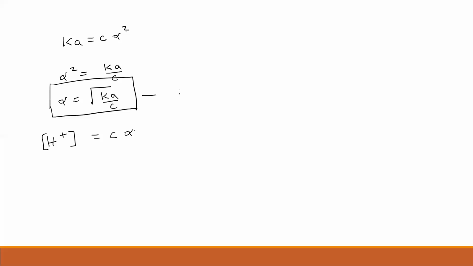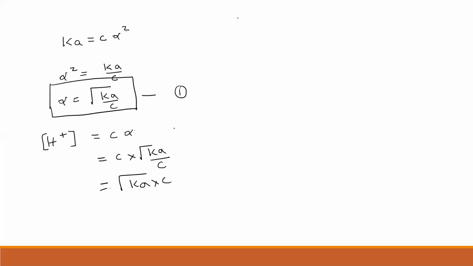Let this be equation number 1. So what is the value of alpha? Alpha is equal to square root of Ka by C. So then what will you get? The C gets cancelled. You will get square root of Ka into C.